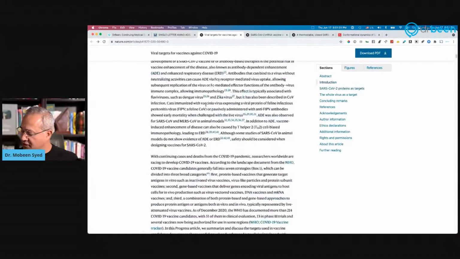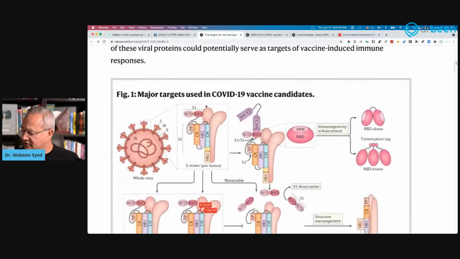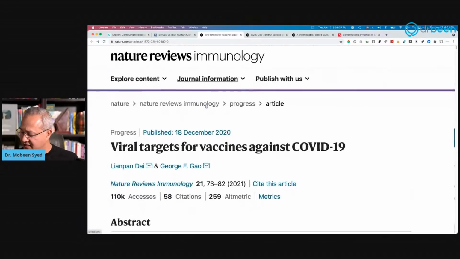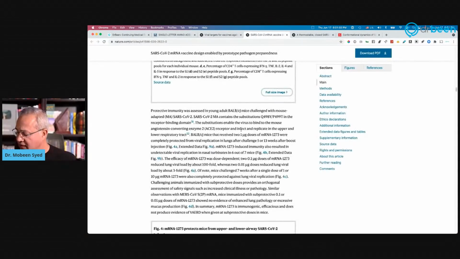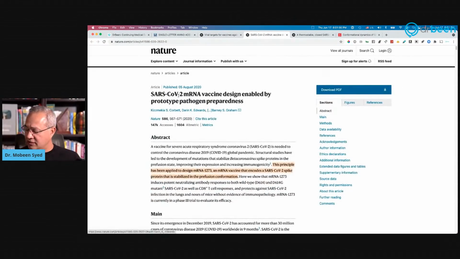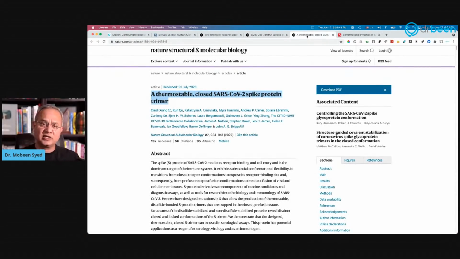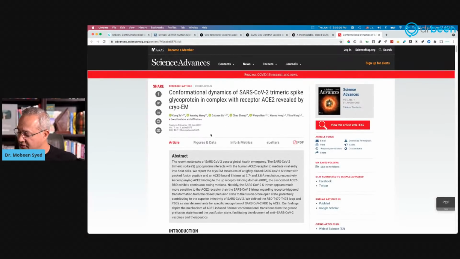This is one more link here, and I have used parts of this study. This study is viral targets for vaccines against COVID-19. Then this is another study which talks about SARS-CoV-2 messenger RNA vaccine design enabled by prototype pathogen preparedness, which means that in 2015 or even before, there were some vaccine designs that were researched, and now those designs are used. Then this is a thermostable closed SARS-CoV-2 spike protein trimer. And then finally here, conformational dynamics.